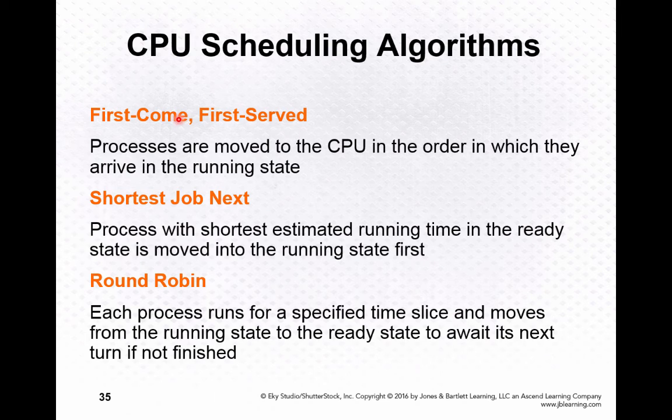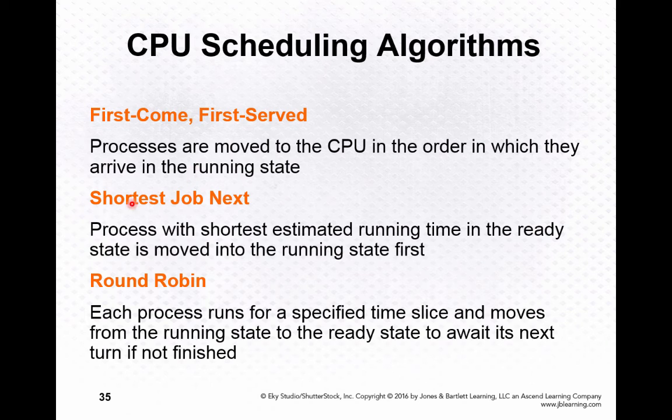One is first come, first serve, where you can imagine your process control block list is a queue, right? So processes are moved into the CPU in the same order in which they arrive in the ready state. They move from ready to running in the same order that they arrived into the ready state. So that's pretty fair, and that will keep the turnaround time nice and small.